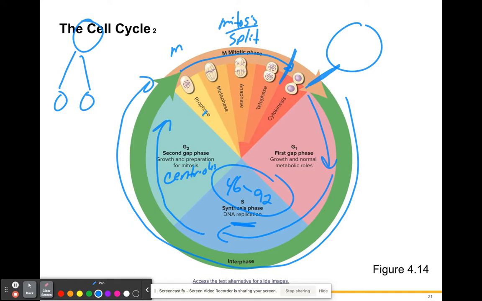But the first step of mitosis is called prophase. The next step is metaphase. The next is anaphase. The next is telophase. And those are the 4 steps of mitosis. Okay. These steps lead to the division.